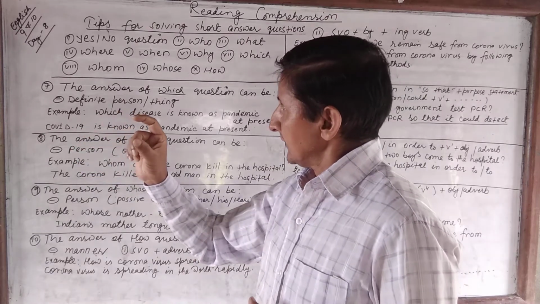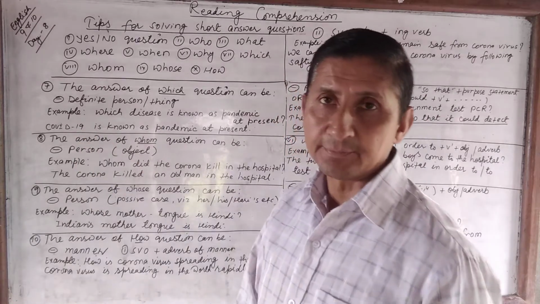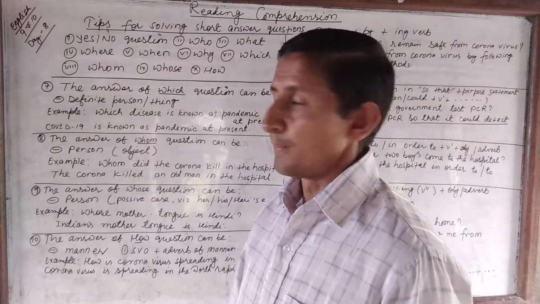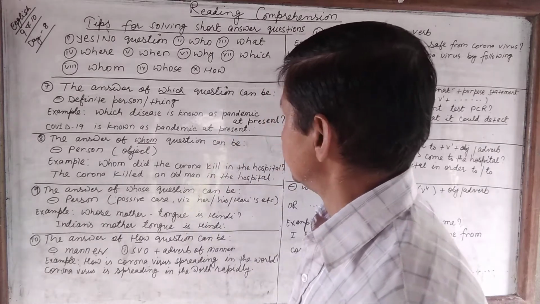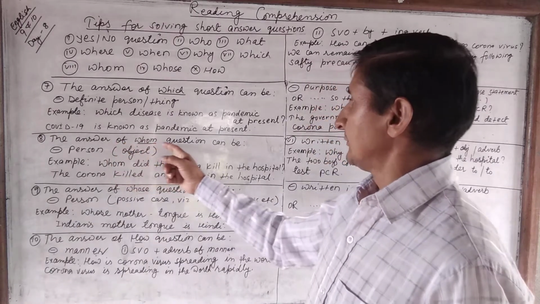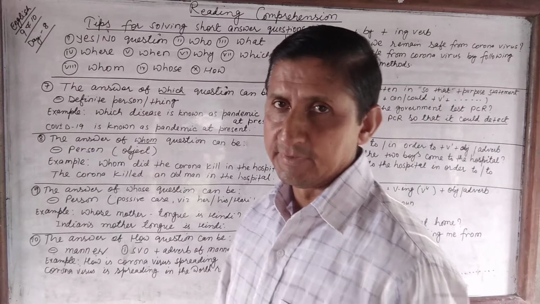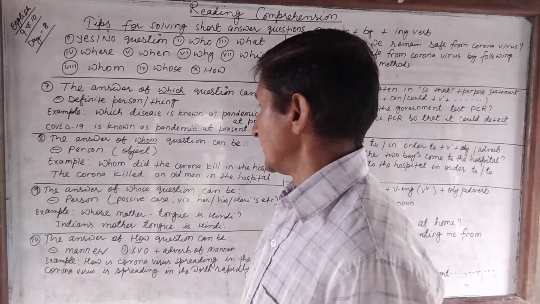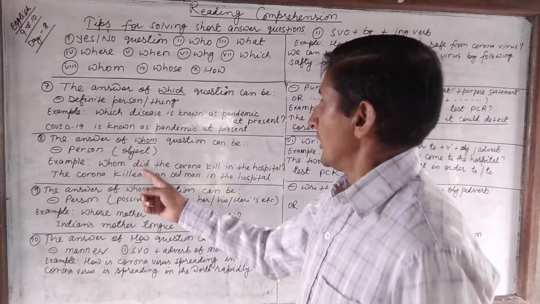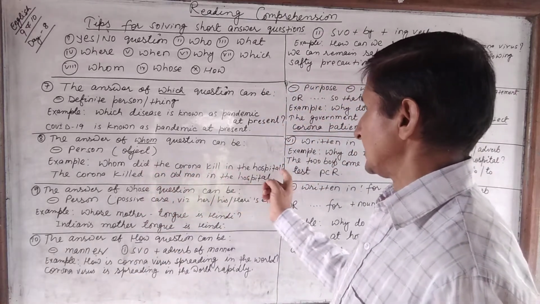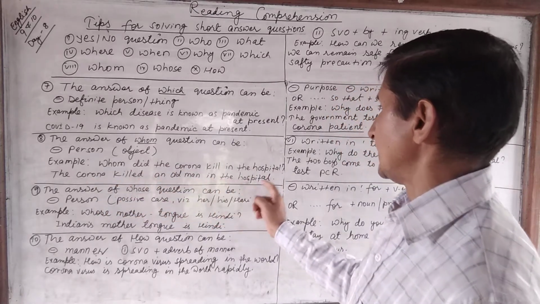COVID is a specific, definite disease that is pandemic at present. Now next, the answer of a whom question can be a person in object. Whom did the corona kill in the hospital? The corona killed an old man in the hospital.